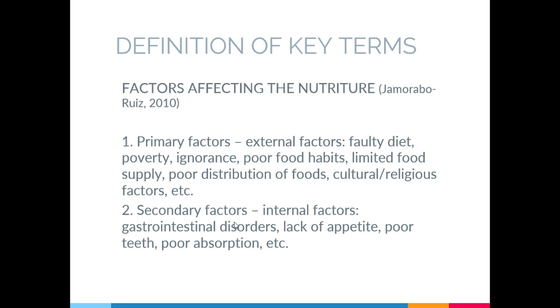So, we have factors affecting the nutriture. This is according to Hammurabi Ruiz, the primary and secondary factors. The primary factors include the external factors like faulty diet, poverty, ignorance, poor food habits, limited food supply, poor distribution of foods, cultural religious factors. So, external, that means sa gawas sa human body. Okay? These are the primary factors. Okay? Mauning maka-affect sa nutritional status.